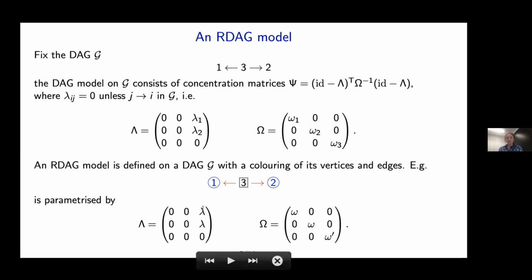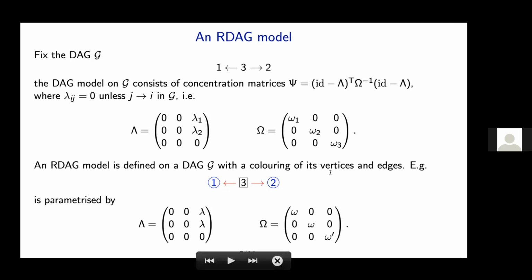So we have that our lambda that gives us the weight of this edge and the lambda that gives us the weight of that edge are the same lambda. And if 2 vertices have the same color, then their variances must be the same. So in this case, our omega has first and second entries equal because vertices 1 and 2 have the same color, and then its third entry is different.